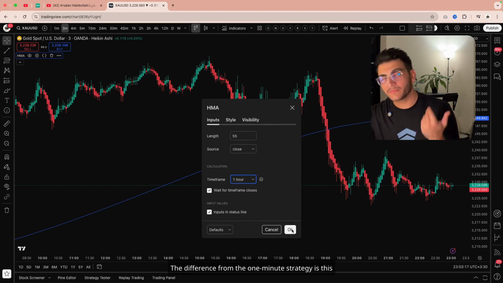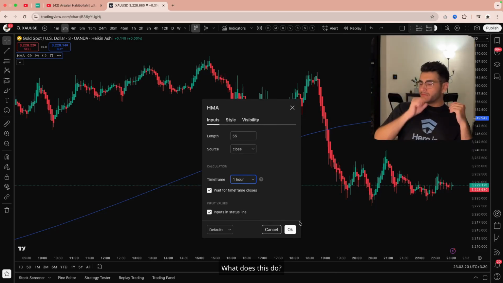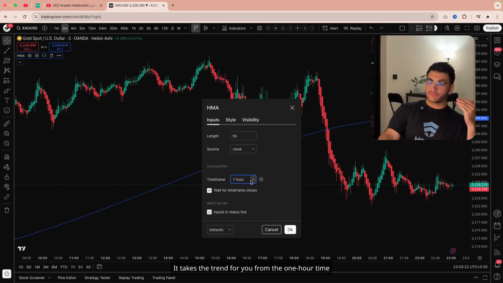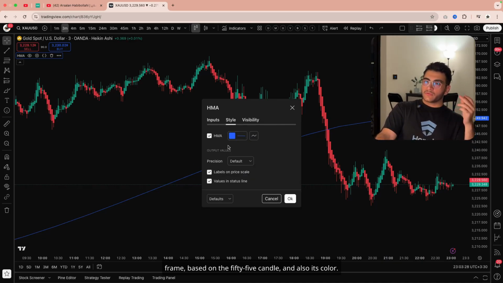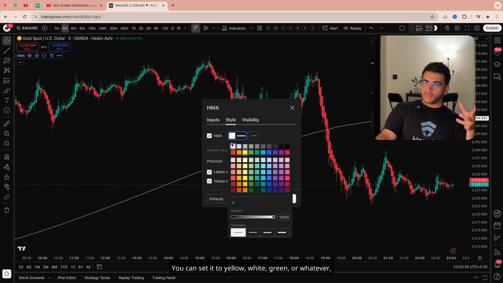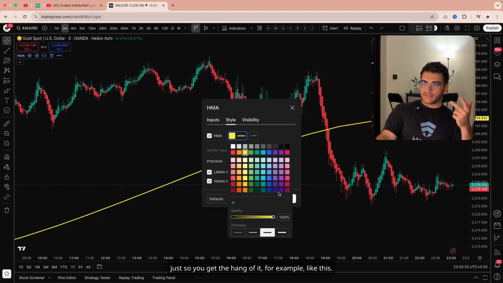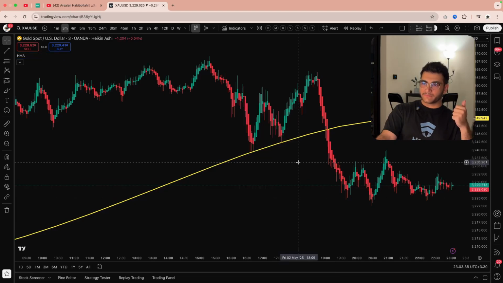The difference from the 1-minute strategy is this time frame. What does this do? It takes the trend for you from the 1-hour time frame based on the 55 candle and also its color. You can set it to yellow, white, green, or whatever, just so you get the hang of it, for example, like this.